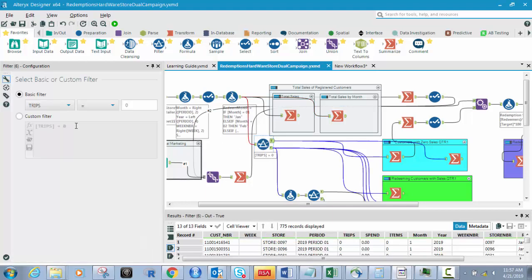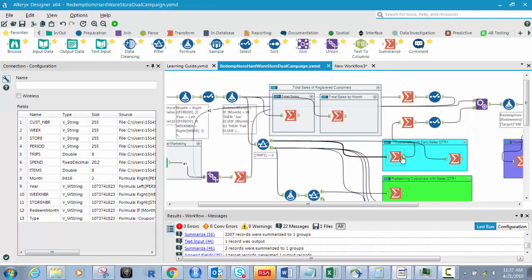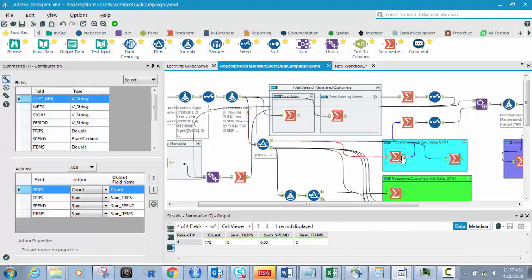So you go in here, it's very simple. Basic filter, trips equals 0, and if it does, it's true. If not, it's false, and they go directed their own way. So true comes in here, and it goes straight here. You can see this line right here. It goes right here, and what that tells me is the number of people that did not redeem out of that coupon, 775 of them, okay?